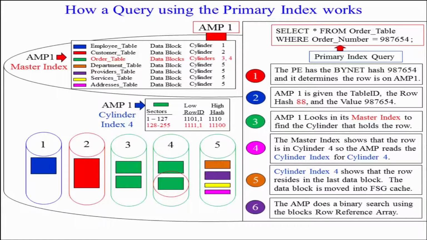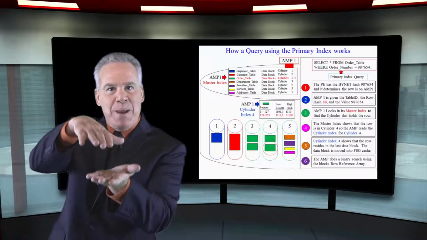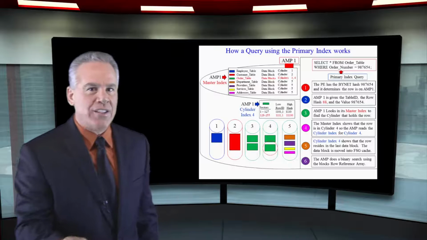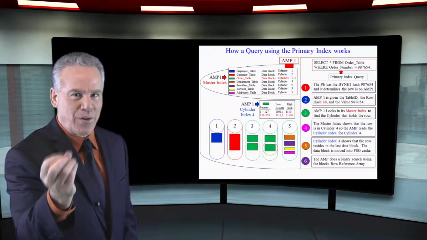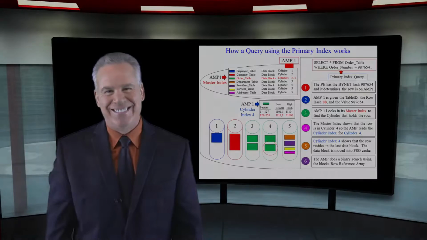It looks in the master index. It says, that's in cylinder 4 for sure. Then it goes down to the cylinder index, and it looks in there and it says, that is in the last block, down here in cylinder 4. It brings just those particular sectors right up into its memory or FSG cache. Boom! Lightning strikes and that data is processed. Whew! That's how it works.